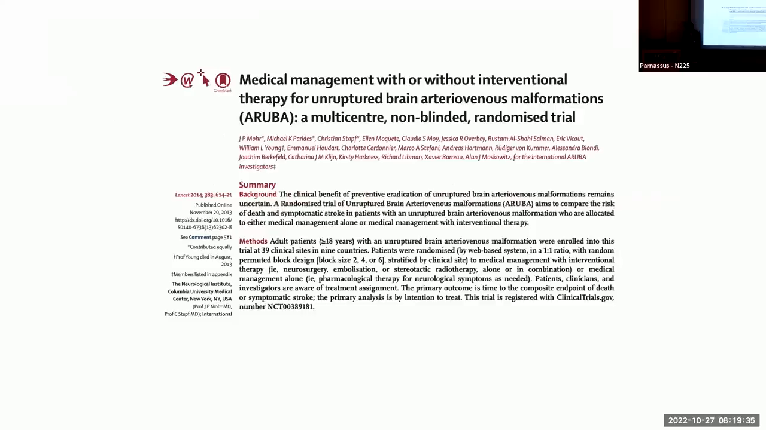Take ARUBA. ARUBA, of course, is medical management with or without interventional therapy for unruptured brain AV malformations. Now, I imagine that you all do a lot of this. Back in the day, they did it a lot open. Now they do a lot endovascularly. And I imagine that every year there's new coils and devices that they're developing for this. So the intervention itself is almost always in flux. It's never the same intervention year to year.